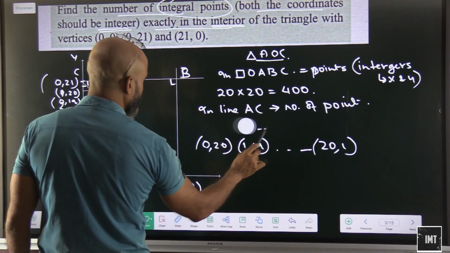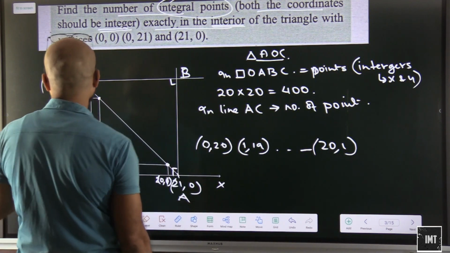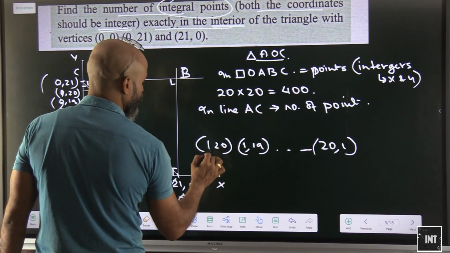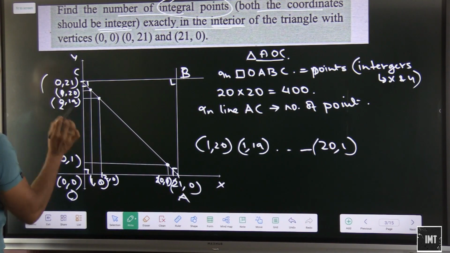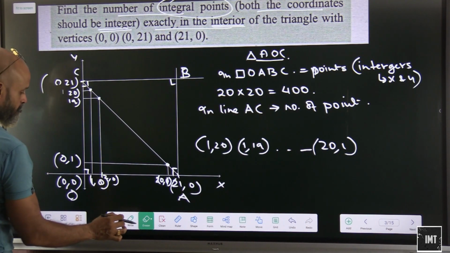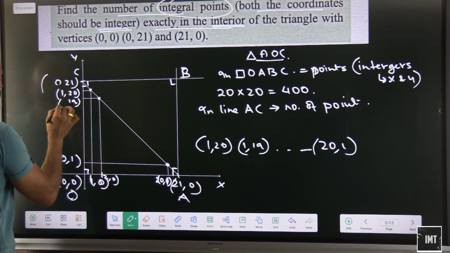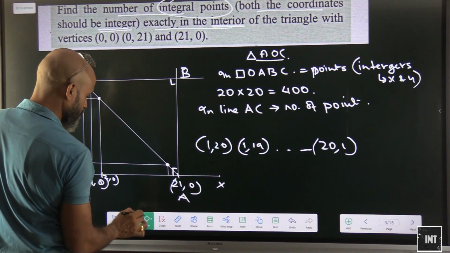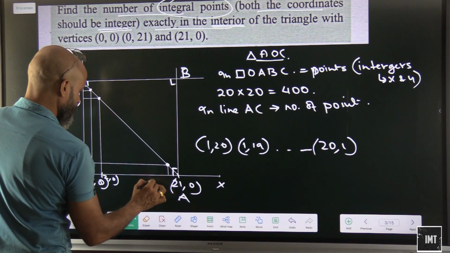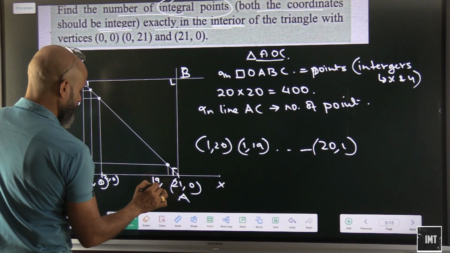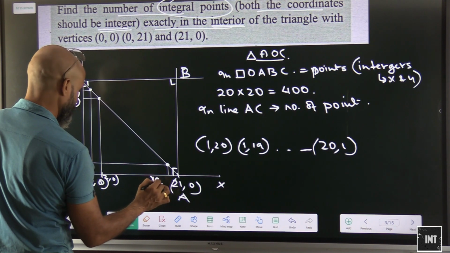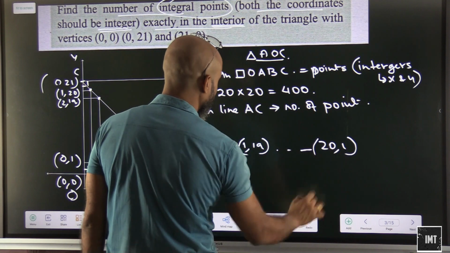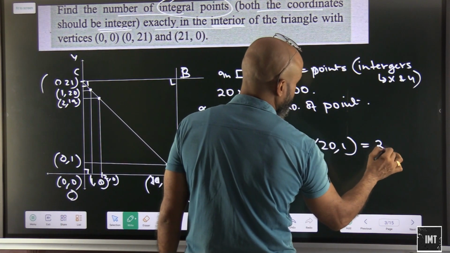Because we are here only concerned with the points inside. So here it will be 1 and 20. Yes, correct. This will be 1 and 20. This is 2 and 19. So 1, 20, 2, 19, and then we have 20 and 1. Okay, 1, 20, 1, 19 and 20 and 1. So there are how many points?